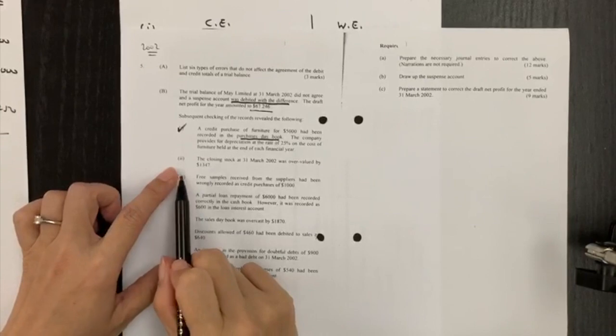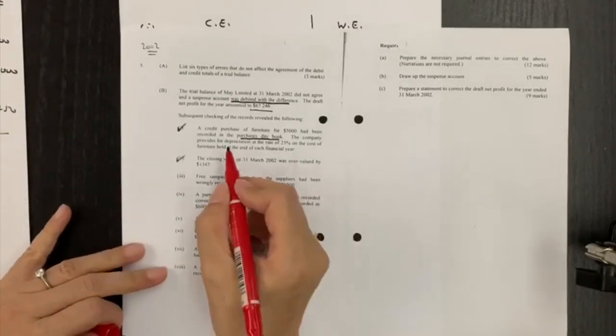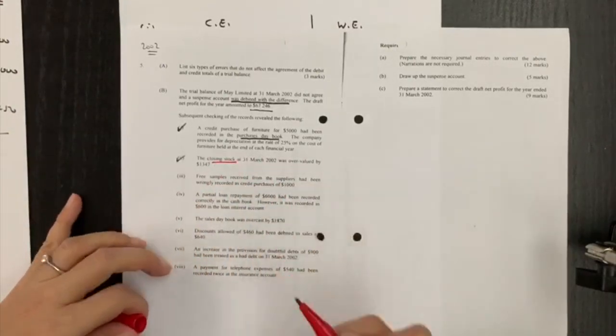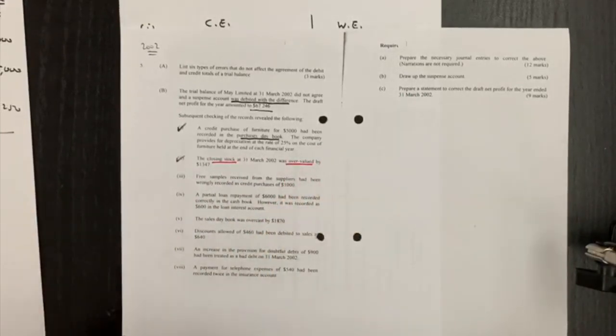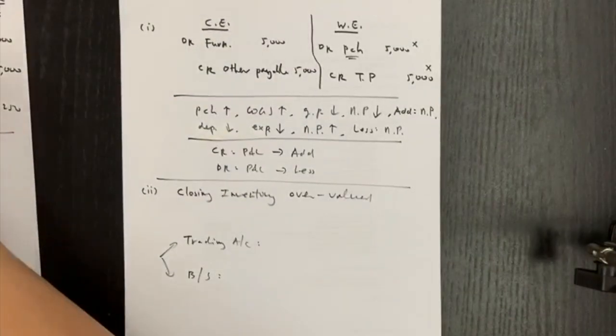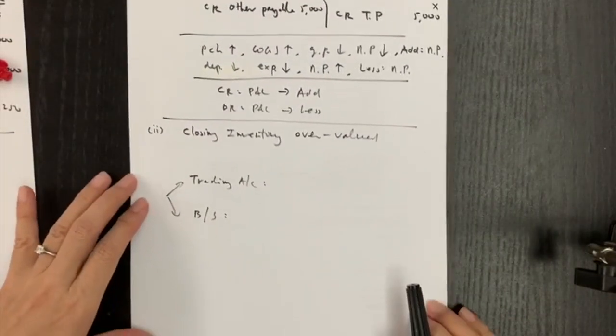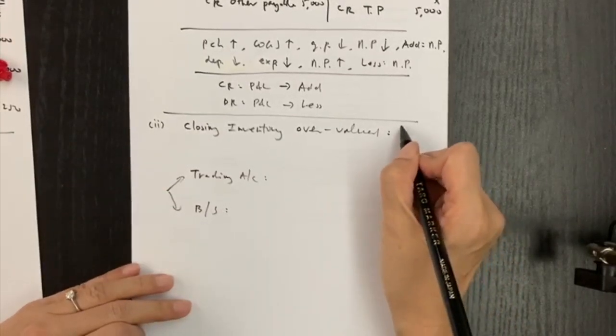And now we come to point number 2. And point number 2 is a very special adjustment. Okay, so this is very important, the adjustment for closing inventory. And now closing inventory is being overstated. And here we analyze it step by step. Okay, so what happened to closing inventory? Overvalued. So closing inventory is too large.